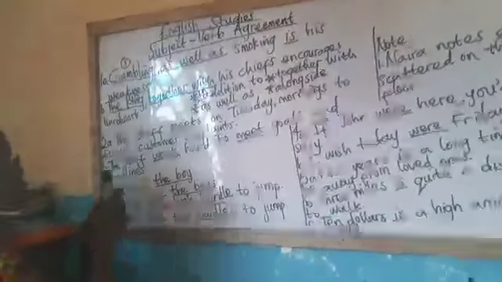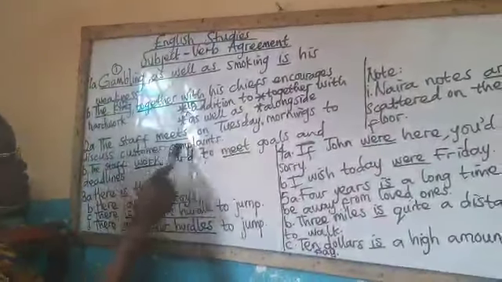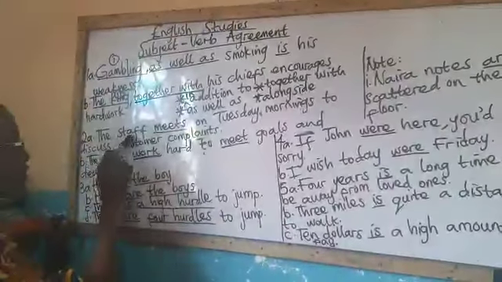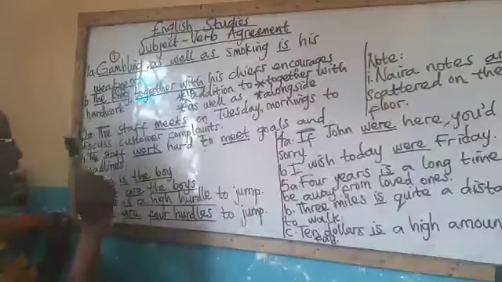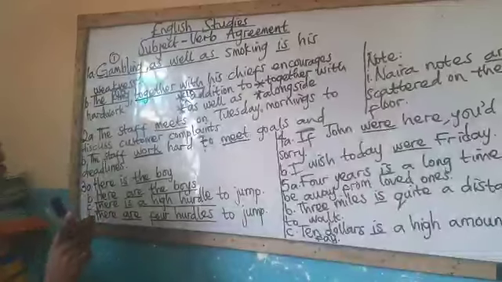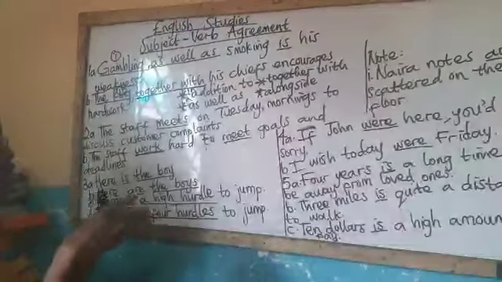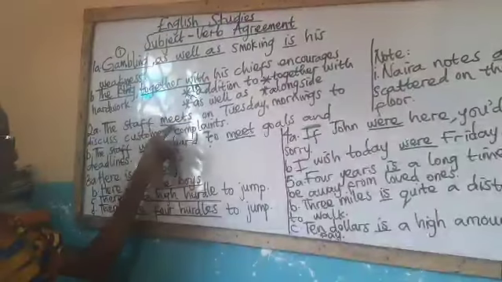Now here are examples. The staff meets on Tuesday morning to discuss customer complaints. We have the staff and meets. In the first example, we've made use of the staff as a singular unit. And so we are saying that a group of people considered to be a unit meets on a particular day. And that is why we've made use of a singular verb.